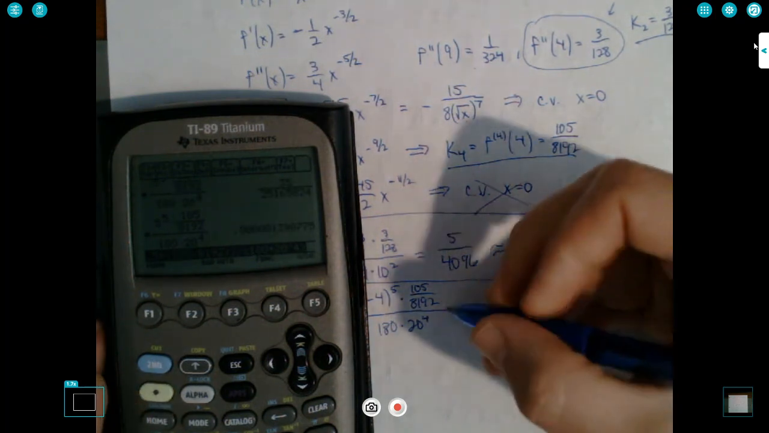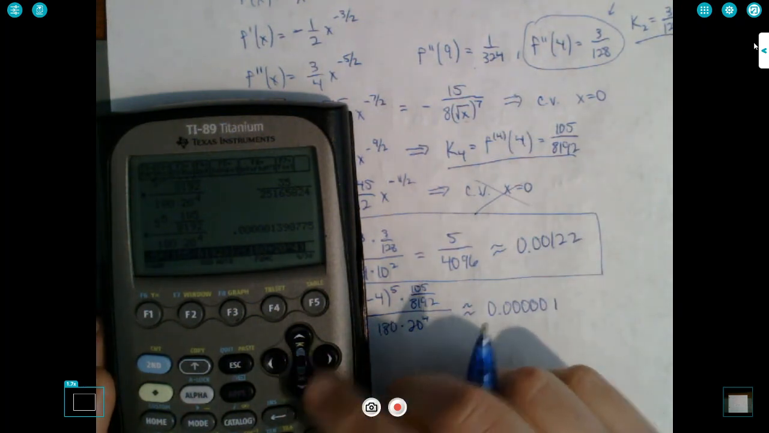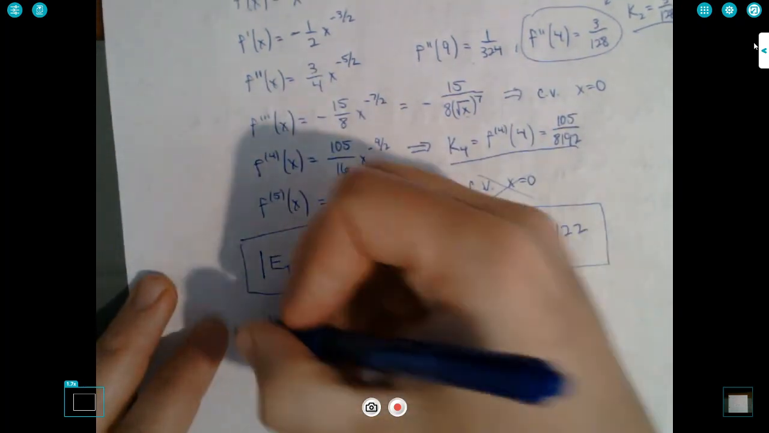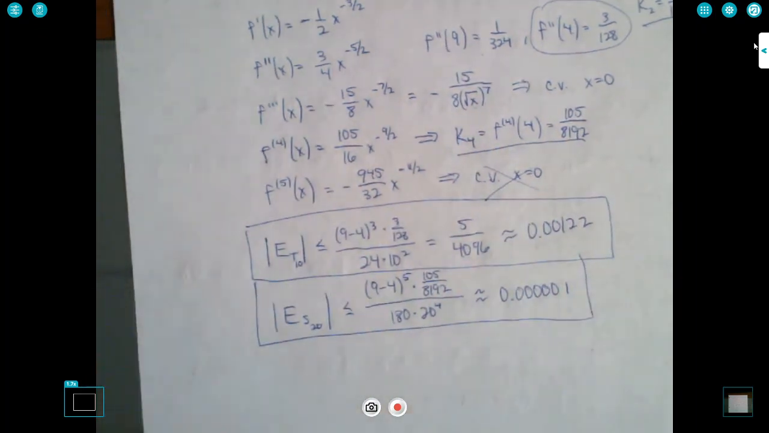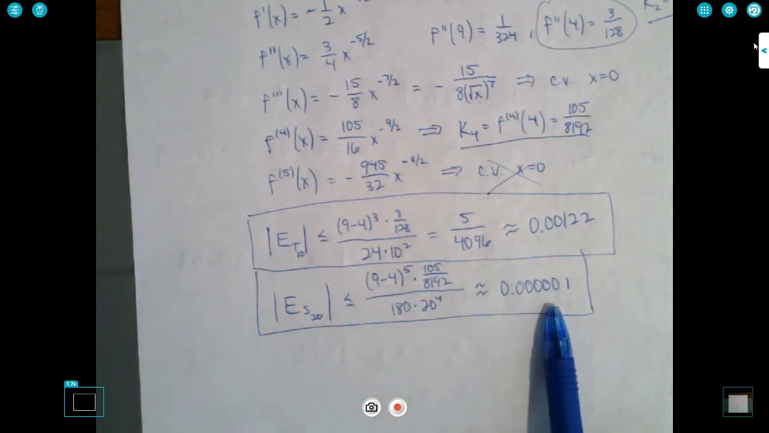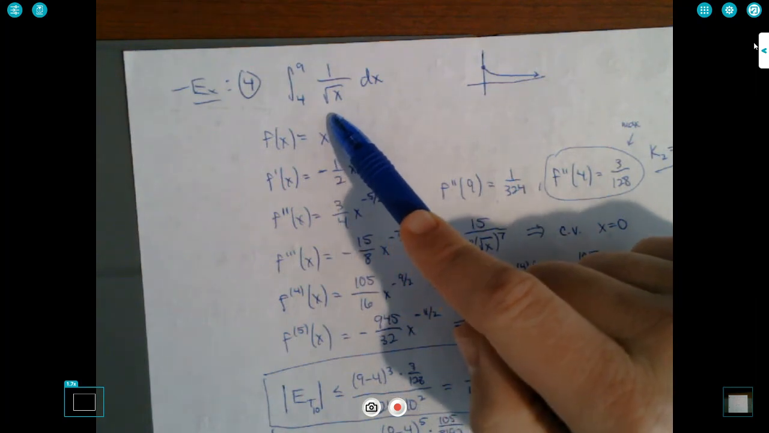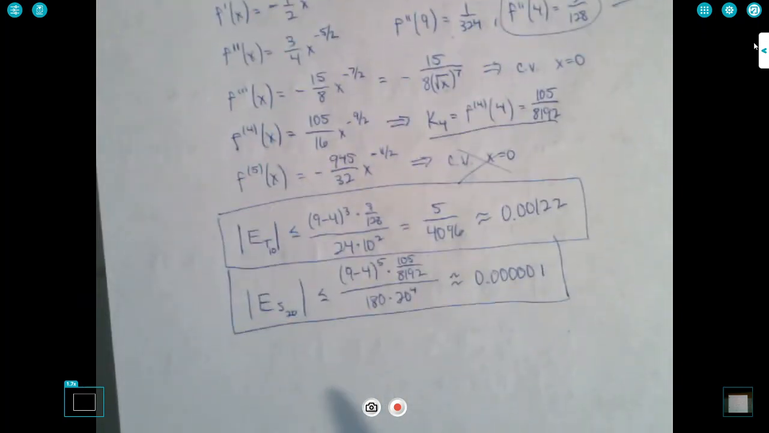So that comes out to about 0.12345. Okay, so that's pretty cool. So I know that whatever my Simpson's rule estimate is, it's going to be really, really close to the actual value of the integral. And in this case, I could compute the actual value of this integral. But it's nice to know that I could do this even if I weren't able to compute the actual value of the integral.